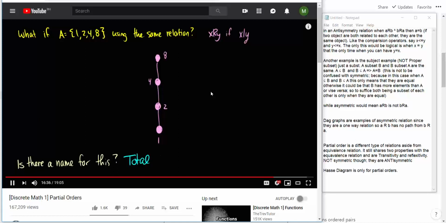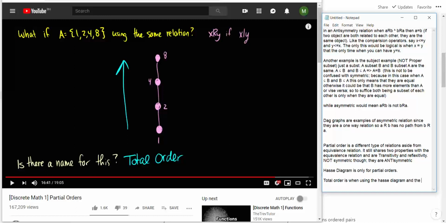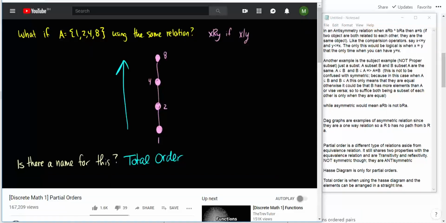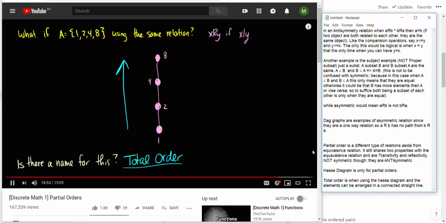Why is it a total order? Because we can arrange all of our elements in a straight line. If we can arrange all of our elements in a connected straight line, it's called a total order. And that means that the elements are all reflexive, anti-symmetric, and transitive with each other.